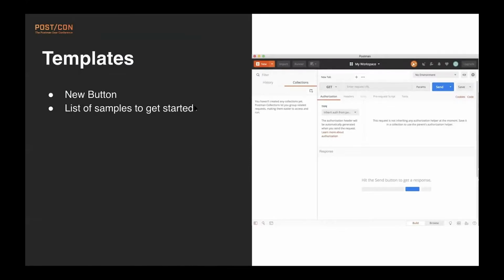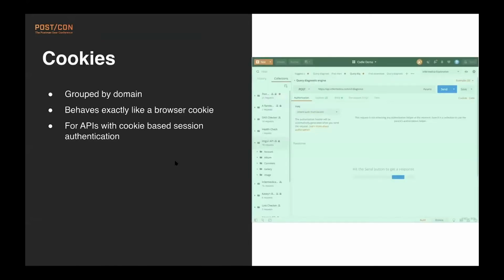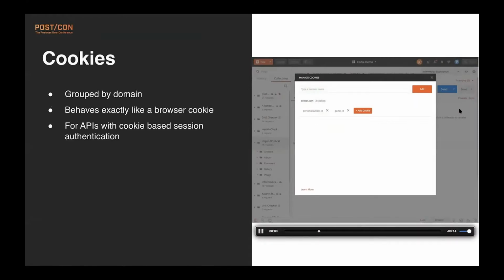Next up, we have cookies. So cookies are grouped by domain. They behave exactly like a browser cookie. And for APIs with cookie-based session authentication, this is really what you want to use. Let's take a look. You click on this cookie button up here, and you can type in your URL.